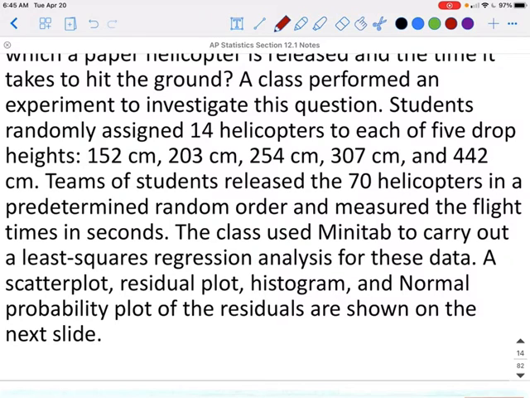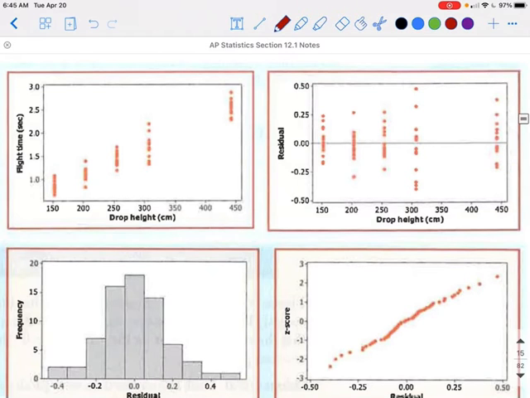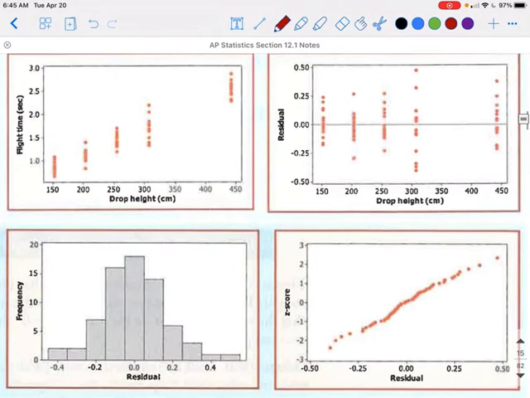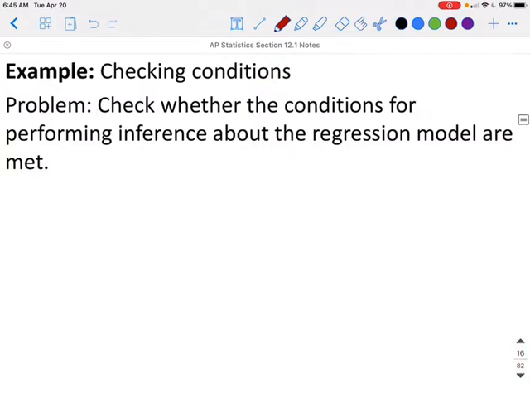The class used Minitab to carry out a least squares regression analysis for these data. A scatter plot, residual plot, histogram, and a normal probability plot of the residuals are shown on the next slide. Check whether the conditions for performing inference about the regression model are met. So the first thing we need to check is that it's linear.